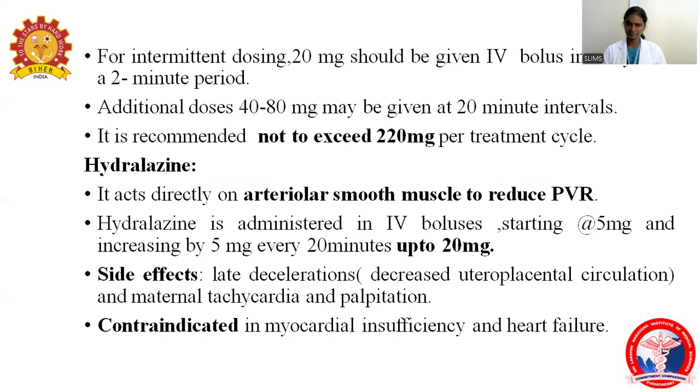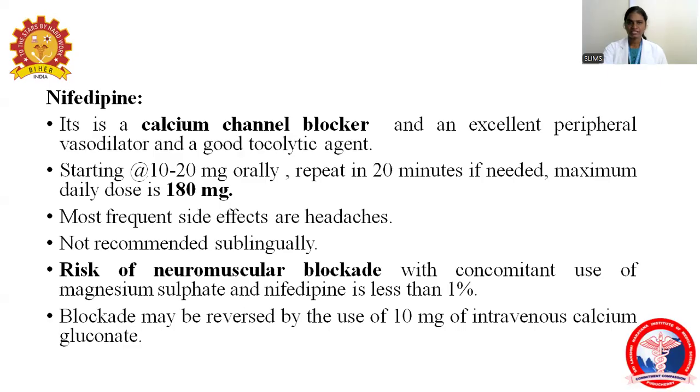Next is hydralazine. It acts directly on the arterial smooth muscle to reduce vascular resistance. It is administered as an IV bolus starting at 5 milligrams and increasing by 5 milligrams every 20 minutes up to 20 milligrams. Side effects include late decelerations because of decreased uteroplacental perfusion, and maternal tachycardia and palpitation. It is contraindicated in myocardial insufficiency and heart failure.